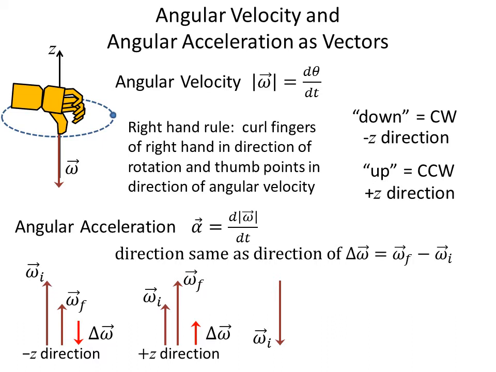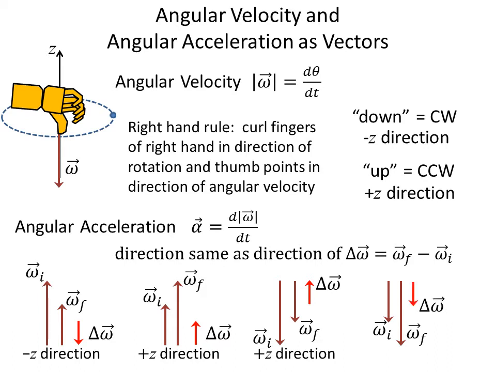If omega initial is pointing down and large compared to an omega final that's also pointing down, then delta omega will be pointing up, and that gives us a positive z direction. Finally, we have a small omega initial pointing down and a large omega final pointing down. So delta omega will be pointing down, and that gives us a minus z direction.